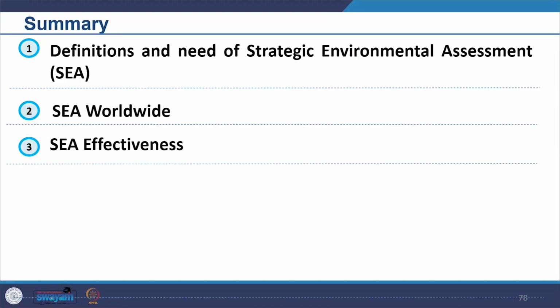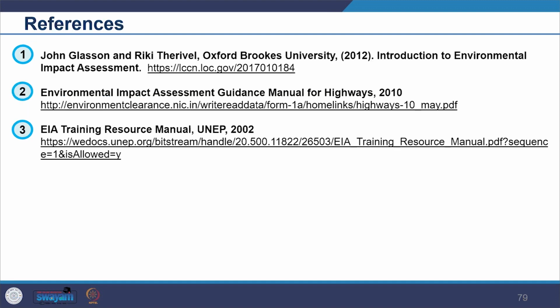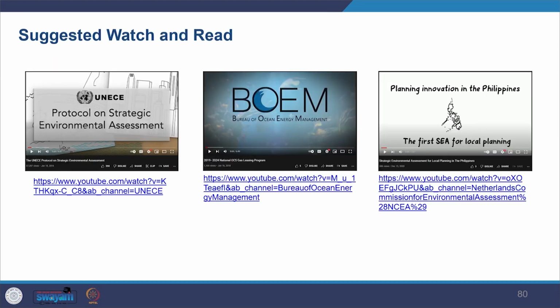So summarizing what we really studied today, we looked at the definitions and why we really need SEA. We looked at what kind of trend is happening worldwide and what about its effectiveness, and then we walked through one example of SEA, and we saw the huge document and the kind of approach taken and how it is different from EIA. So that's all for today. These are the key references which are used for this particular session, and these are the suggested watch and reads, as our coverage is very limited and there are a lot of examples which you can see and a lot of issues which you can understand pertaining to it.